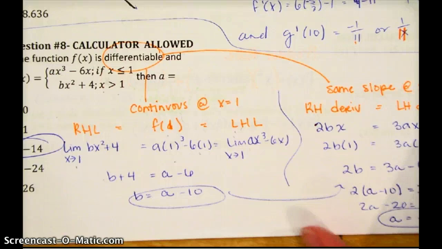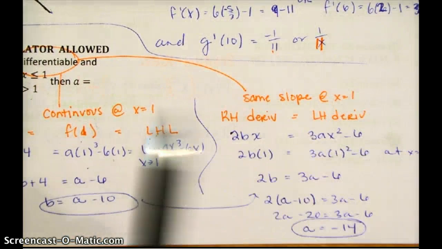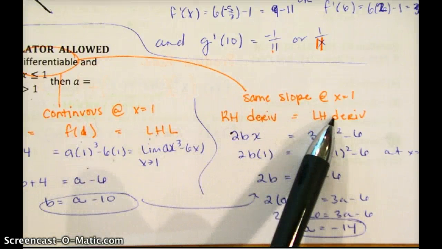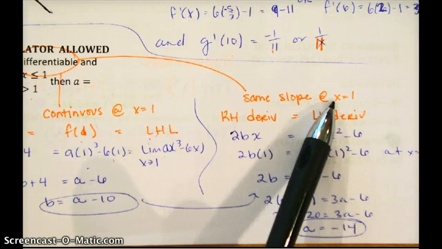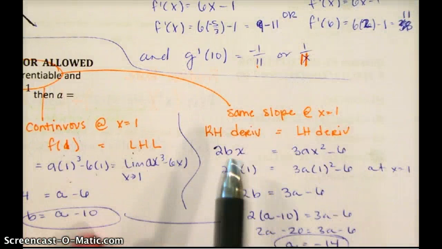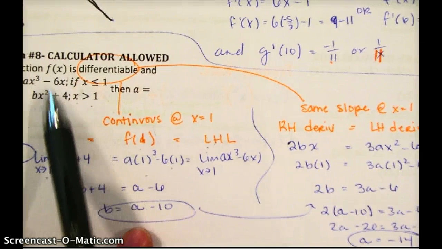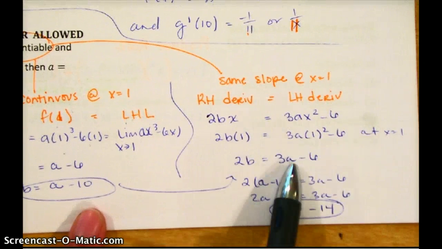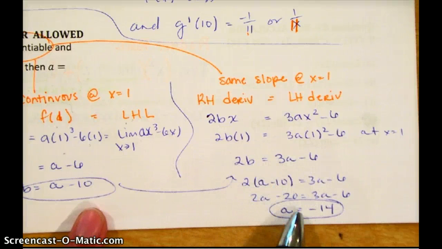Now I came over here and talked about slopes. Just like it had to be continuous, it has to have the same slope on both sides of x equals 1, and the slope near x equals 1 is really the derivative at that point. So I took the derivative of both sides, and I just used the normal derivative rules with these equations. When I took the derivative and plugged in 1, I got a second equation, and that allowed me to solve a system, which allowed me to figure out that a is negative 14.